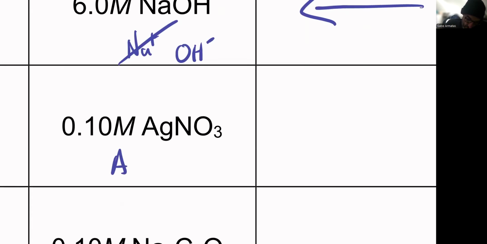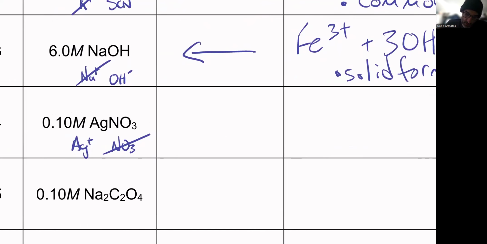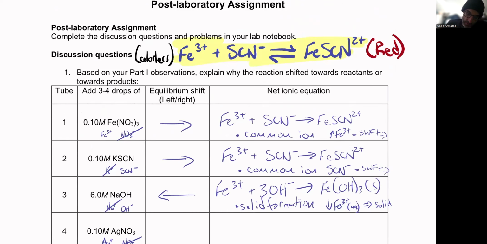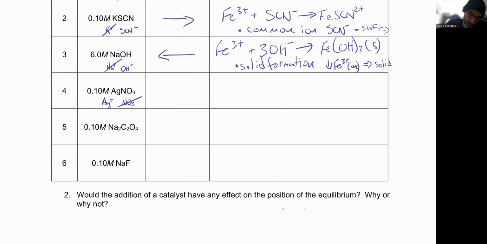All right, next up, same exact thing. We have silver, Ag plus, and NO3 minus. We always ignore nitrates because they're always strong electrolytes. And now we have silver. What can silver interact with? Well, silver is not going to interact with the iron because they're both positive. So the only thing it could interact with is the thiocyanate, and it does. Ag plus reacts with thiocyanate, SCN minus, to form that complex.